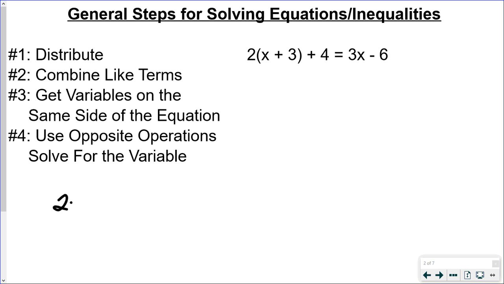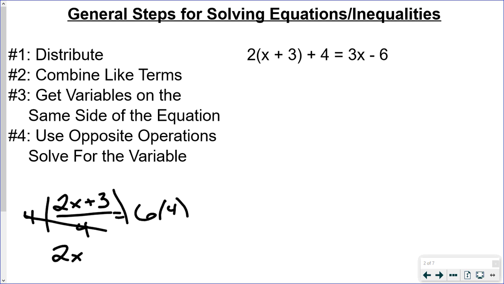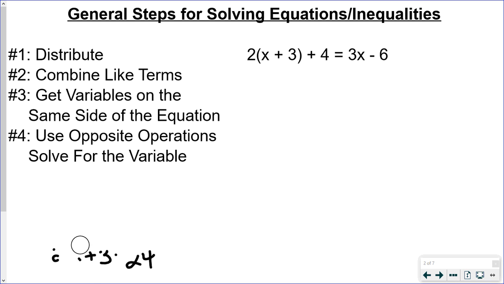Let's say I had 2x plus 3 over 4 equals 6. In this equation, this is really one of the few I can think of that doesn't follow these steps. When you have something like this, the first step is actually to multiply both sides by this number in the denominator. So you would multiply both sides of this by 4. That would cancel out that. Then you'd have 2x plus 3 equals 24. And then you would continue on from there. So this is an example of one that doesn't follow these steps, but most of them do.